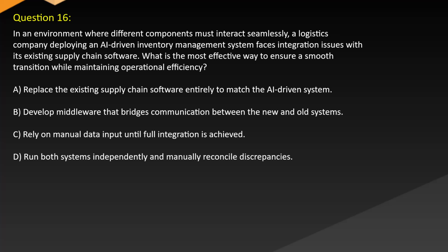Question 16. In an environment where different components must interact seamlessly, a logistics company deploying an AI-driven inventory management system faces integration issues with its existing supply chain software. What is the most effective way to ensure a smooth transition while maintaining operational efficiency? A. Replace the existing supply chain software entirely to match the AI-driven system. B. Develop middleware that bridges communication between the new and old systems. C. Rely on manual data input until full integration is achieved. D. Run both systems independently and manually reconcile discrepancies.